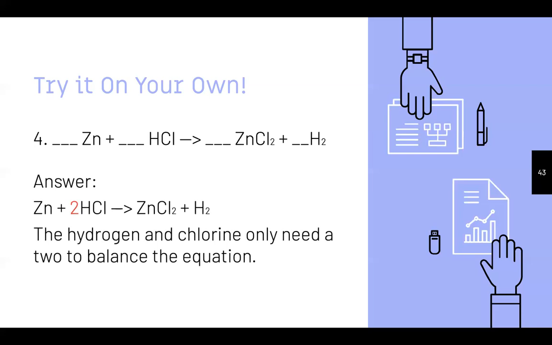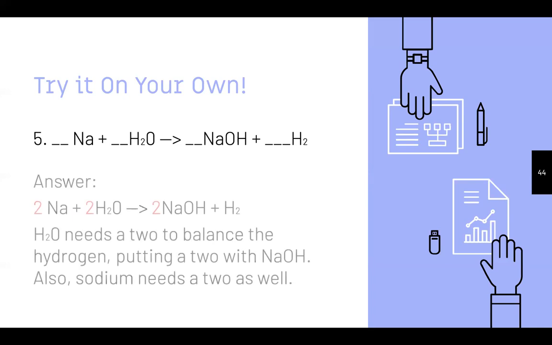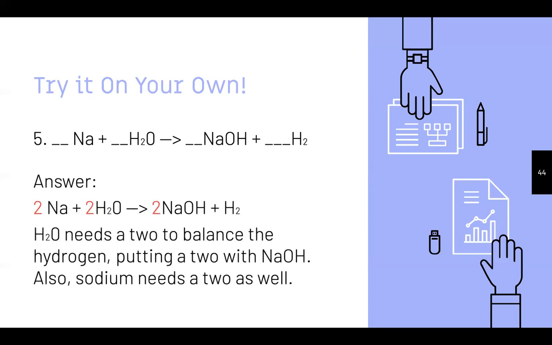The answer, right? The answer is that we just need 2 hydrogen chloride on the left, right? We only need that 2. That way we can balance the hydrogens and the chloride at the same time, and we don't need to change anything about the zinc, right? Let's try another one on your own. This is a little bit more tricky, right?